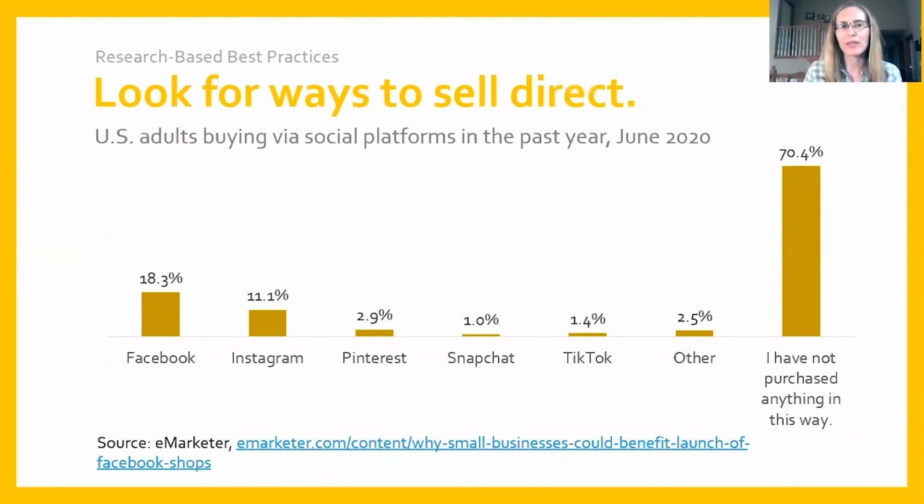So that leads me to our next research-based best practice, which is looking for ways to sell direct. eMarketer conducted some research in mid-2020 to find the extent to which US adults have said that they've purchased via social platforms in the year preceding the research survey. You can see that a majority of US adults said that they did not purchase via social within the year preceding the survey, but 10% of US adults said that they did purchase via Instagram. So I think that this is a real opportunity for future growth, particularly as we see features like shopping tags arise. So you do have an opportunity to really facilitate some of those direct on-platform sales.